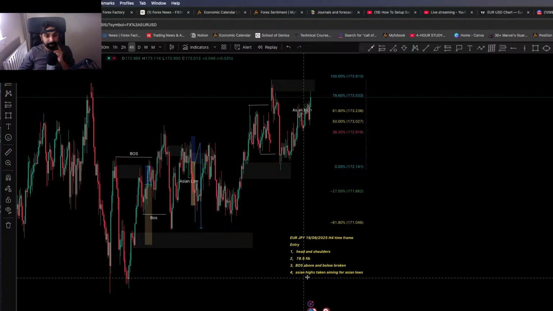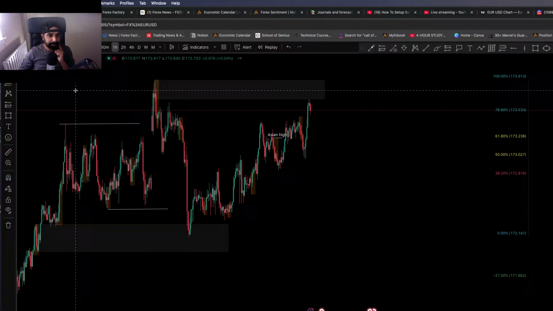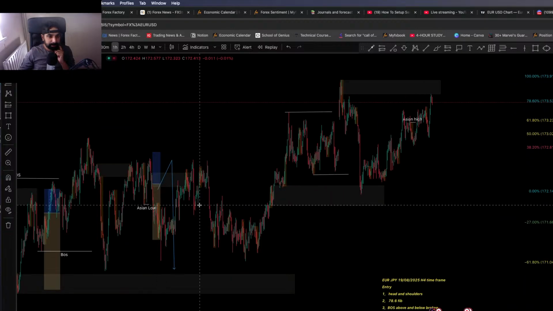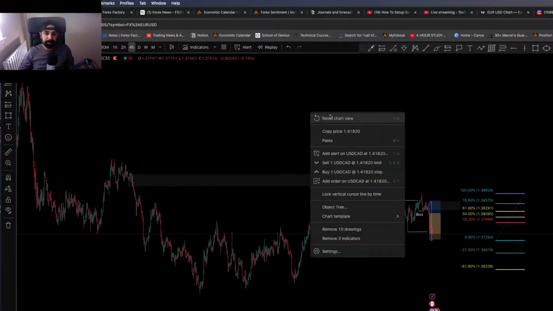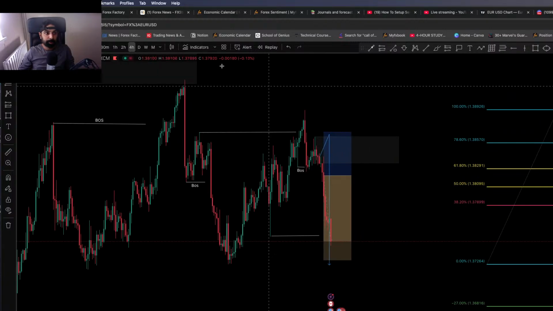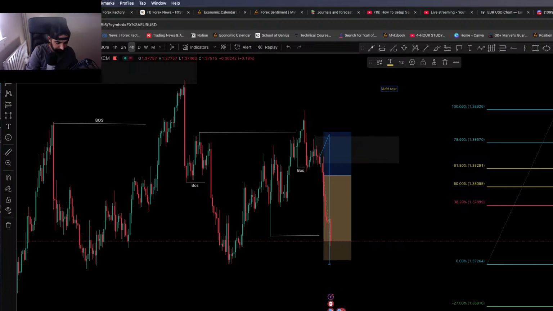78.6. Yeah, breaker structure below. Asian highs as well, that was one of them. Where was it? Yeah, there. Highs and lows taken out. So the only trade I had... Yeah, there it is. So look at that. I normally take it from the H4 entry. This was yesterday's, so 15.